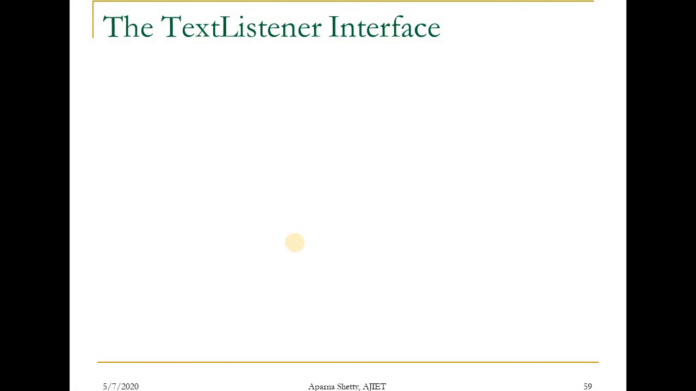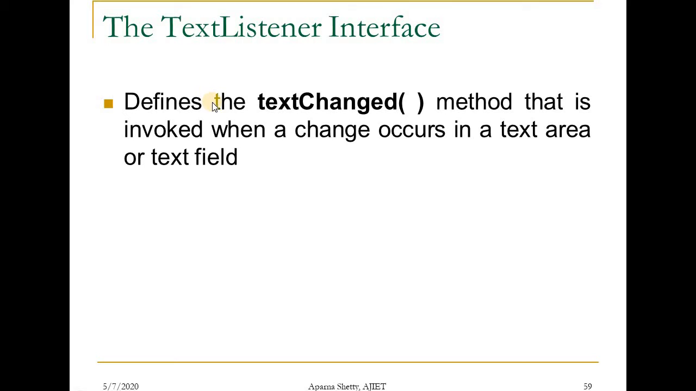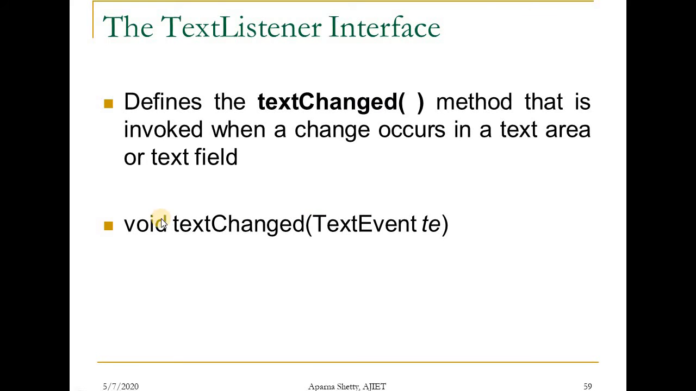The next type of listener interface is the text listener interface. It defines the text changed method, which is invoked when a change occurs in a text area or text field. This is the general form of the text changed method. It will take the text event object as a parameter. So when a change occurs in a text area or text field, the text changed event will occur and that event is handled by the text changed method.